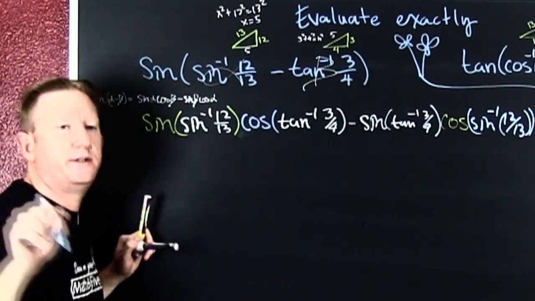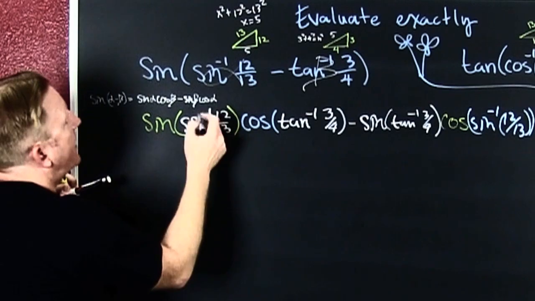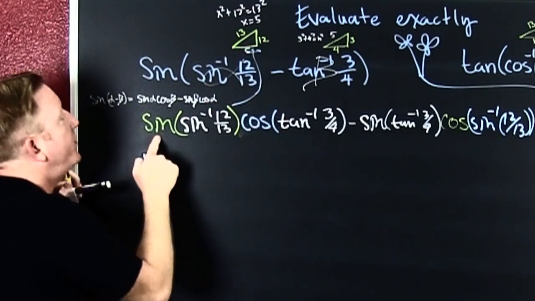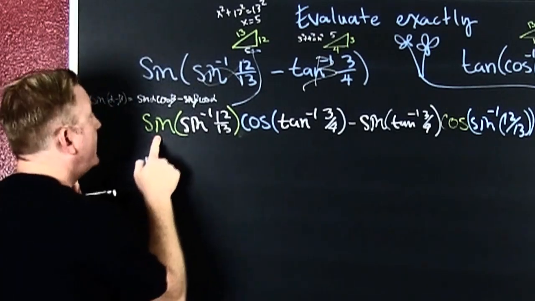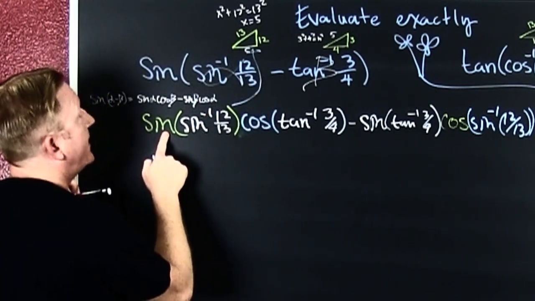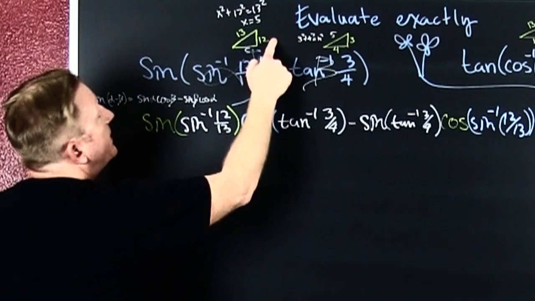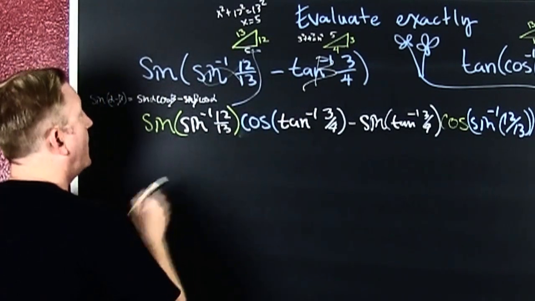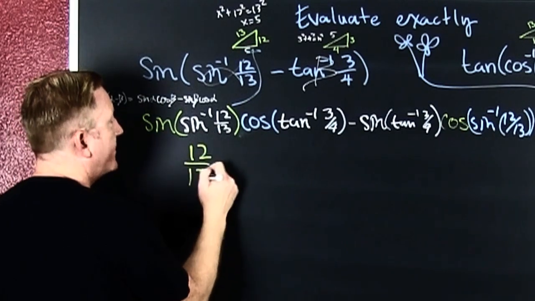Yeah, everything looks good. Now, what does this say? This tells you which triangle you're using. That says use this triangle and read. Can you read? Yeah, you can read. Read off that triangle the sine. The sine off of that triangle is the opposite over the hypotenuse. So that's going to be 12 thirteenths.